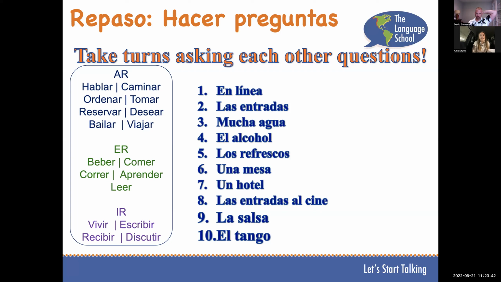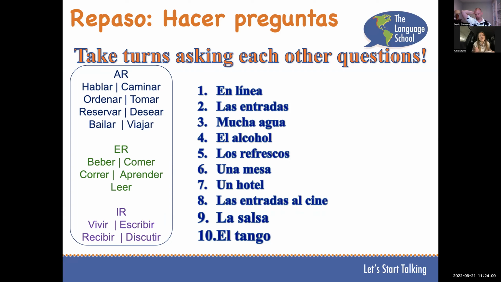¿Deseas en línea? So en línea means online, right? Deseas means do you want? So do you want online? That doesn't make a lot of sense. ¿Lees en línea? Realmente no leo en línea. No me gusta leer en una pantalla.